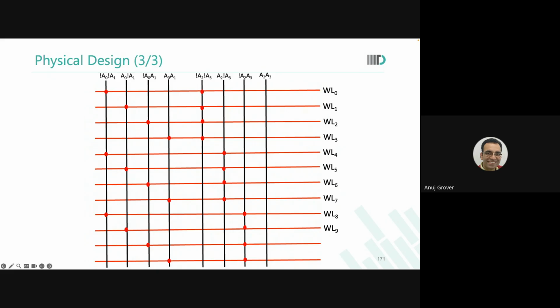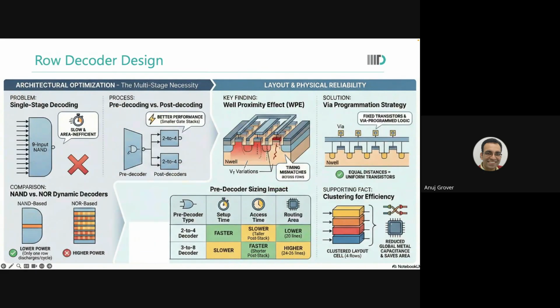Any other questions about well proximity effects or layouts of row decoders? There were a few questions in yesterday's office hours. I believe they are resolved now. Anything else?